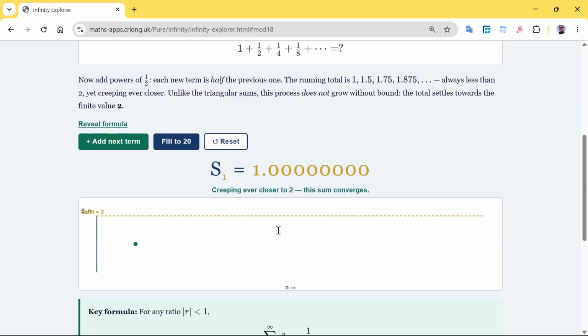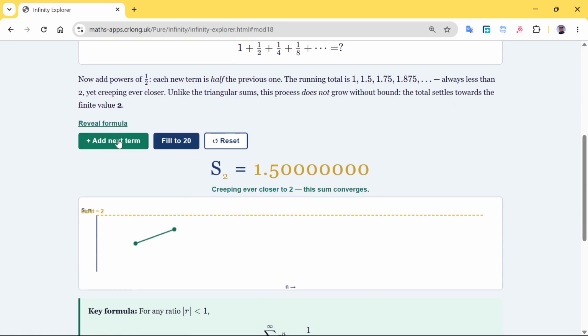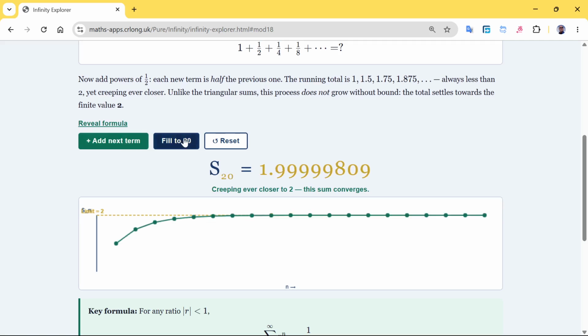So the first value is 1. We're going to add a half and we get 1.5. We add a quarter, we get 1.75. We add an eighth and we get 1.875. If we go to, say, the sum of the first 20 terms, we've got 1.999999809, and this is getting closer and closer to 2.